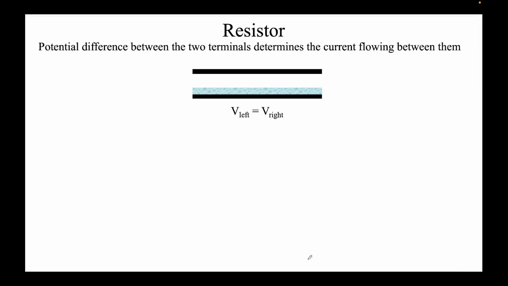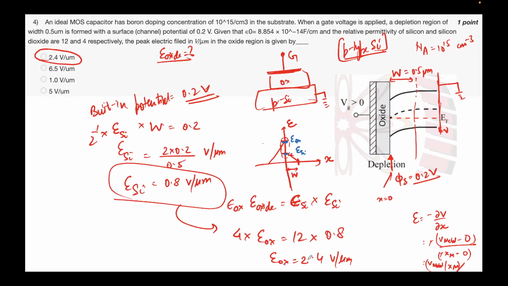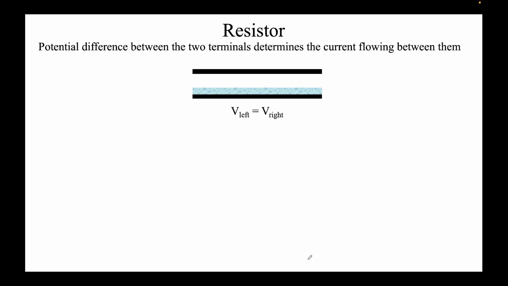Okay, so the MOSFET, as the name suggests, metal oxide semiconductor FET, has at its heart the MOS capacitor. We had talked in the last session about what a resistor means. The potential difference between the two terminals, left and right, will determine the current flowing between them. This is an analogy of a pipe with water. If the pipe is level, that is, the potential on both sides is the same, no water and thus no current will flow.